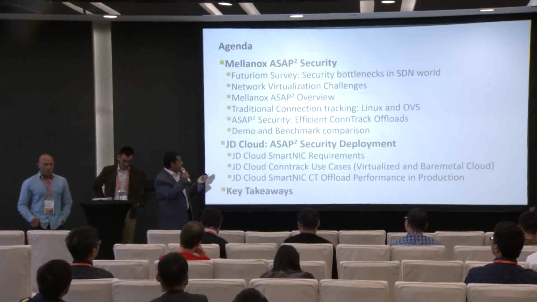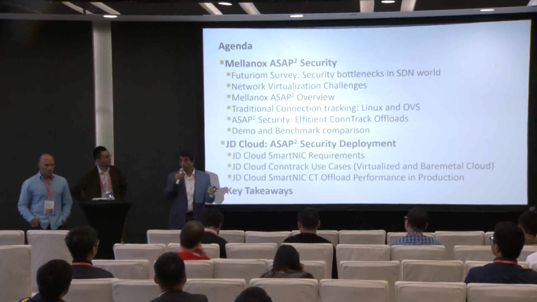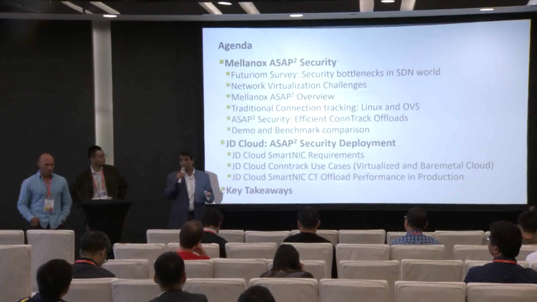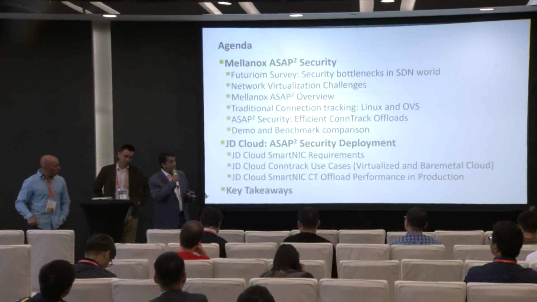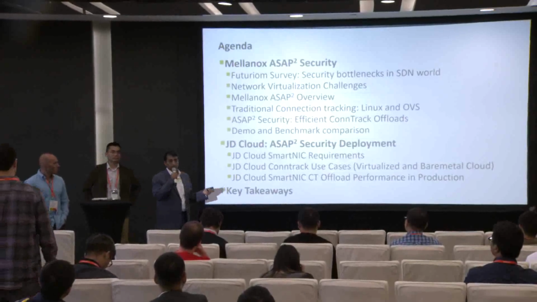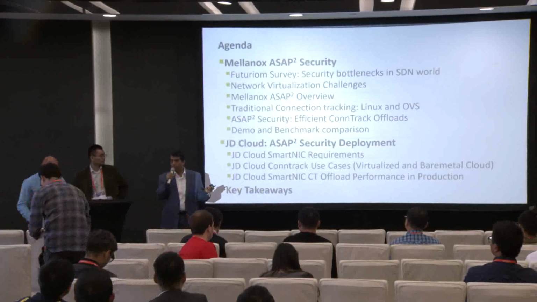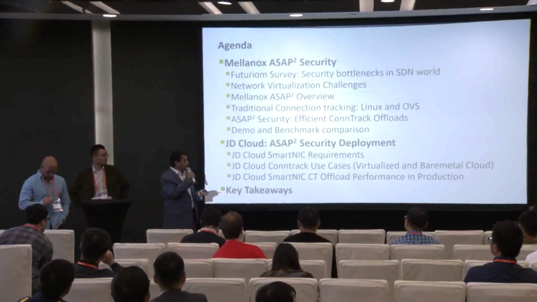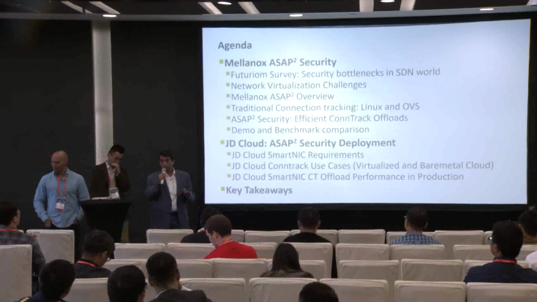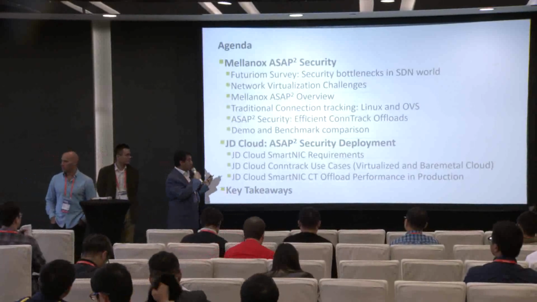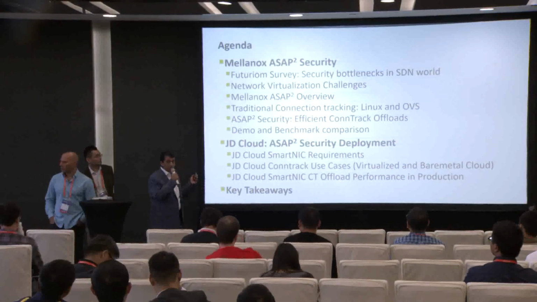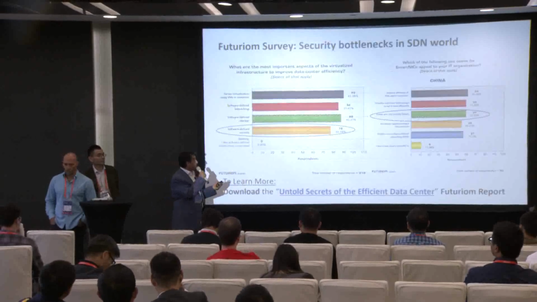Second part, we are going to talk about JD Cloud's deployment using ASAP Squared, which is Mellanox's branding for OVS hardware offload technology, how they have used ASAP Squared to deploy security functions such as connection tracking, and what performance and efficiency they gained in that process. So that's the second part of the talk. And then I'll summarize it finally with the key messages.